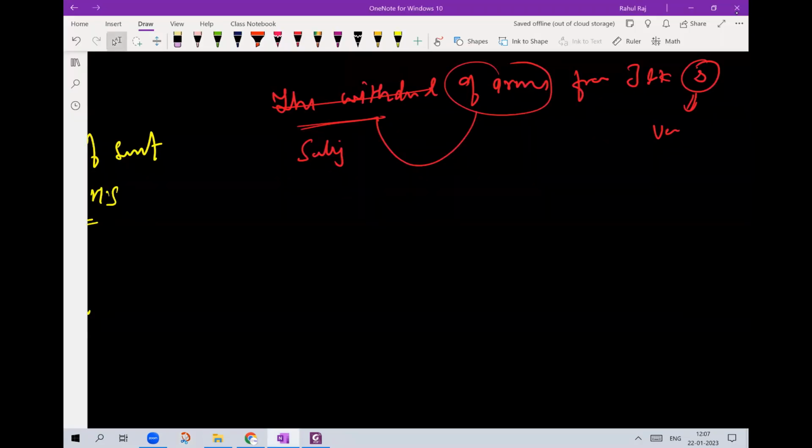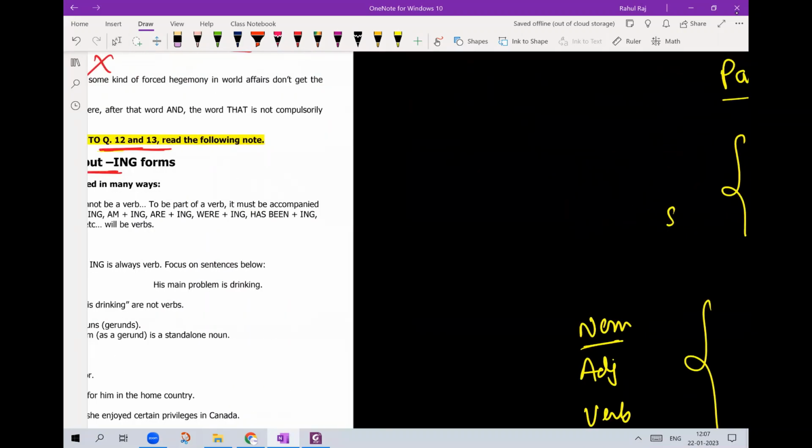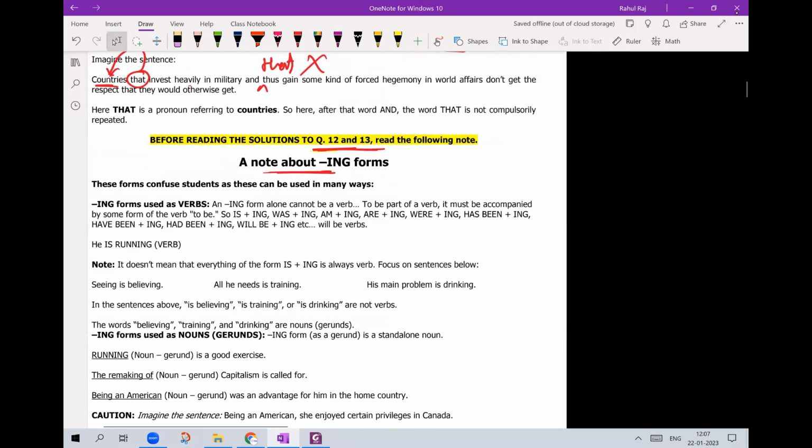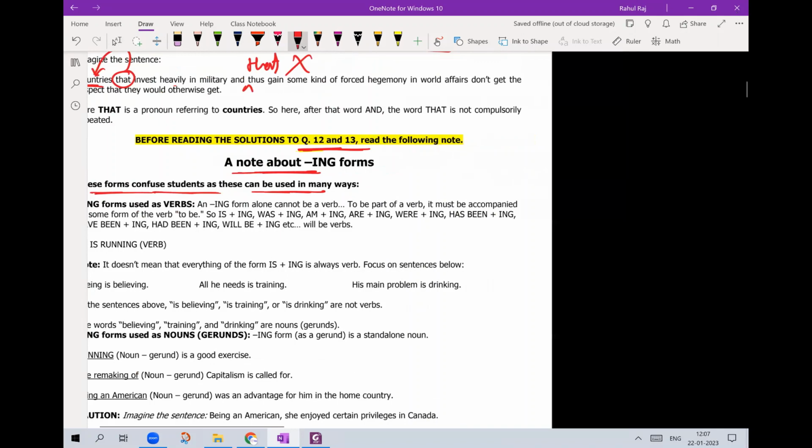So to answer that question, there's a huge thing that we need to understand. Please keep your mind open, guys, because these are the places where people literally go mad. It says a note about the ing form. It says this form confuses students as it can be used in many ways. From now onward, there will never be any confusion with the ing form. Please understand.